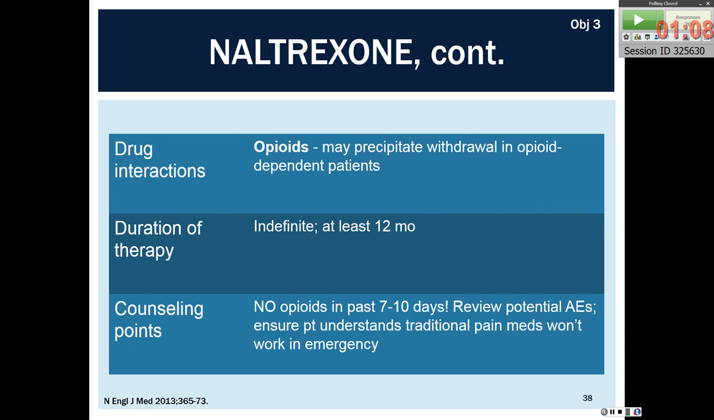So drug interactions, like I just said, opioids. It has no other drug interactions other than opioids. And what that means is if somebody's even not dependent on opioids and they're on naltrexone, they get into a car accident, and they need opioids for pain management, opioids aren't going to work. And that scares a lot of people.